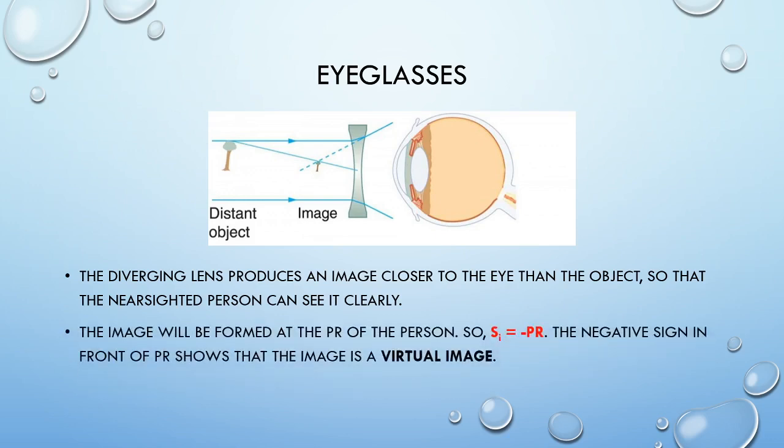The image will be formed at the PR of the person. This gives us the value of Si equals negative PR. The negative sign in front of PR shows that the image produced by the concave lens is a virtual image, while the value of So equals infinity.